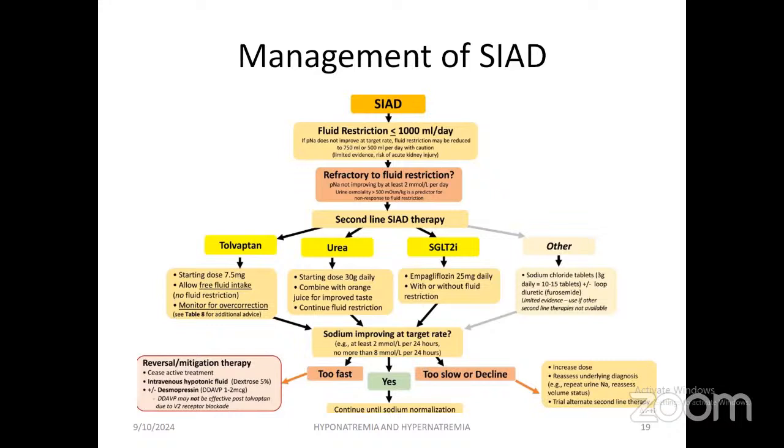After starting second line of therapy, we have to see if sodium levels are improving at our target. If it is improving too fast, then we have to start reversal or mitigation therapy, that is cease the active treatment, start giving IV hypotonic fluid and start desmopressin. If it is improving at the rate of our target, we have to continue sodium normalization. If the improvement is too slow or there is decrease in sodium concentration, we have to modify the dose or reassess the underlying diagnosis and try an alternate second line therapy.